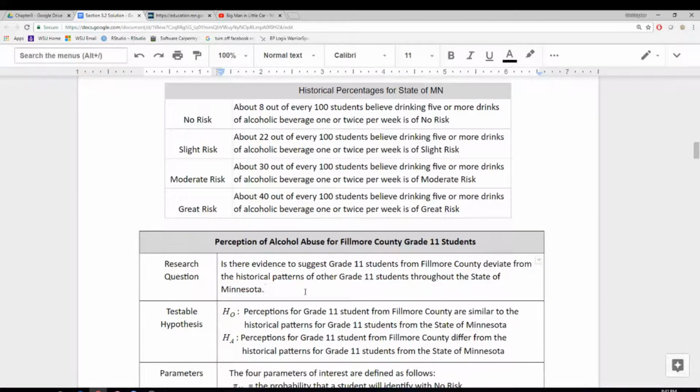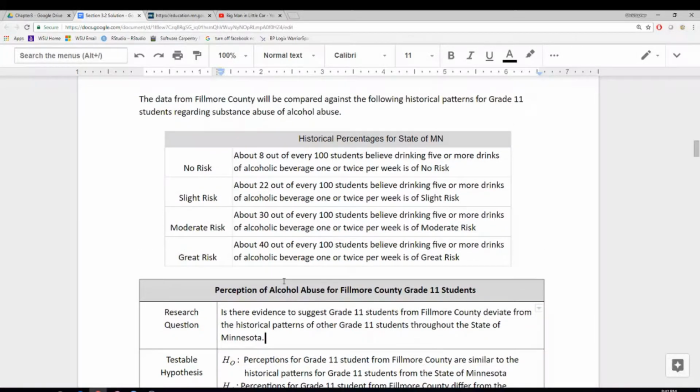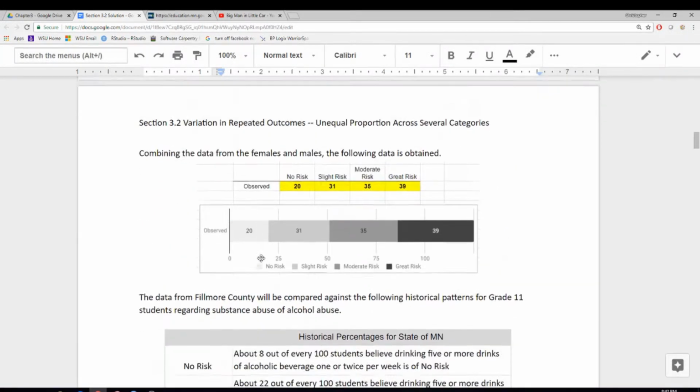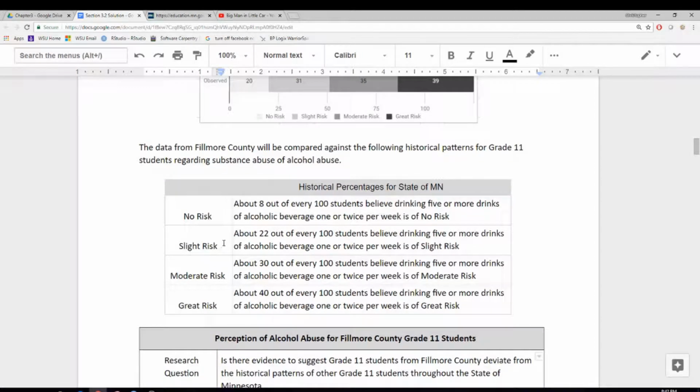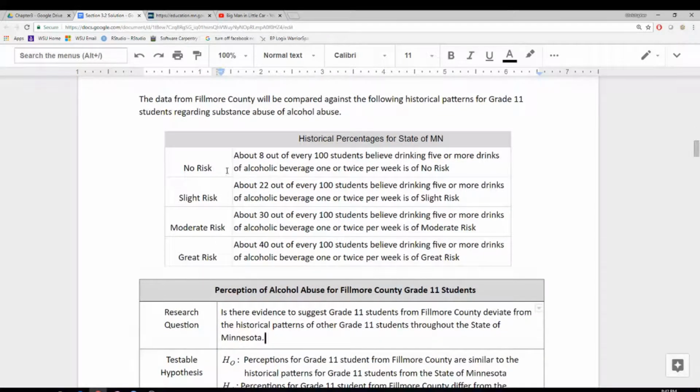In order to do this test, I'm going to need to know what the historical patterns are for the other students throughout the state of Minnesota. And that's what this table presents here, on the middle of page 17. In the no-risk group, from the historical patterns, about 8 out of every 100 students fall into that category. So about 8% fall into the no-risk group. So 8% of the students in Minnesota believe drinking 5 or more drinks is of no risk to them.